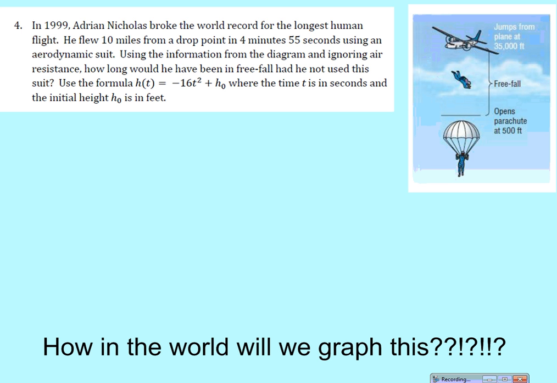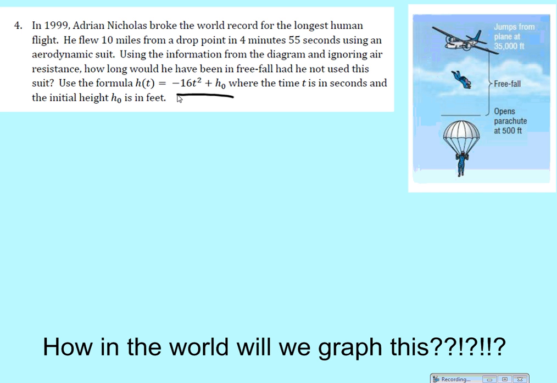All right, word problems, everybody's favorite. Here we go. Adrian Nicholas broke the world record for the longest human flight. He flew 10 miles from a drop point in 4 minutes, 55 seconds using an aerodynamic suit. Using information from the diagram and ignoring air resistance, how long would he have been in free fall had he not used his suit? Use the formula -16t squared plus h0, where t is the time in seconds and the initial height h0 is in feet.